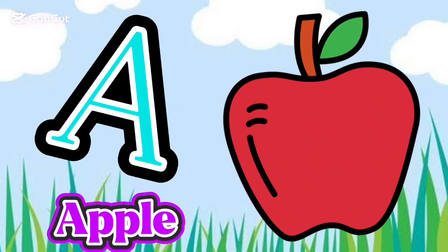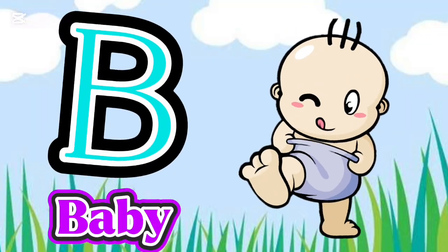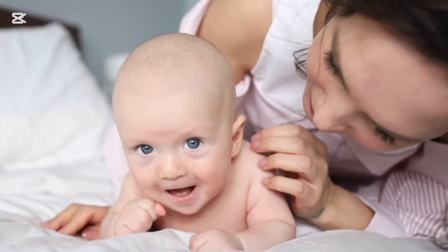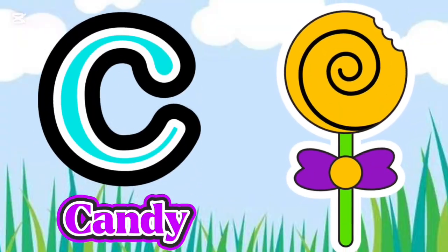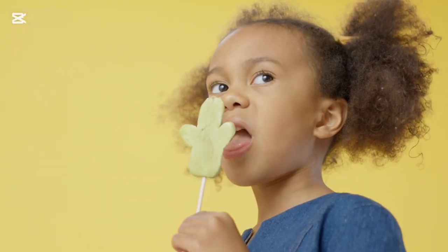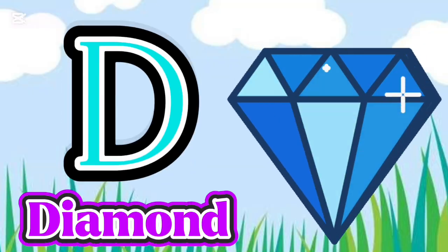A is for apple. Apple. A, apple. B is for baby. Baby. B, baby. C is for candy. Candy. C, candy. D is for diamond.